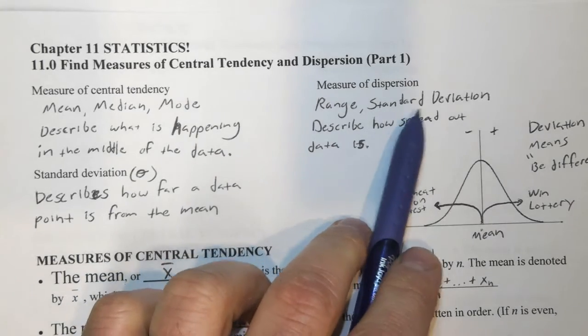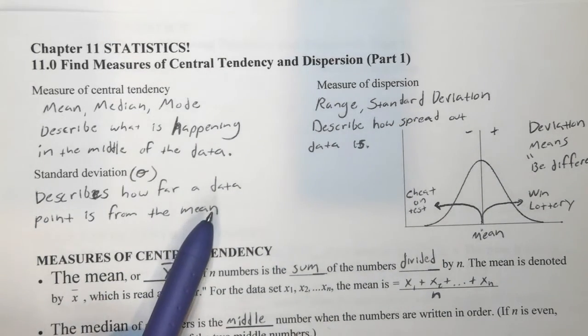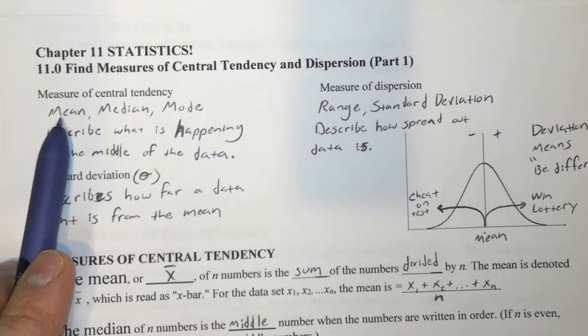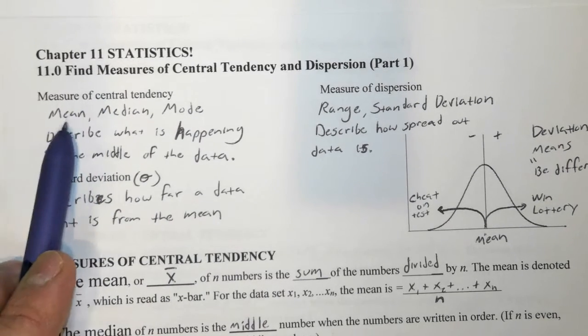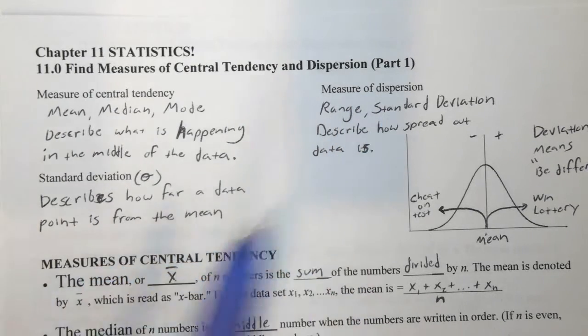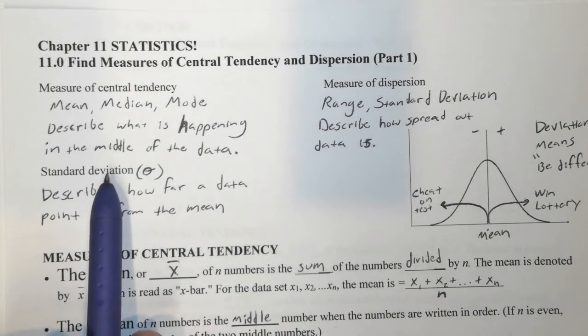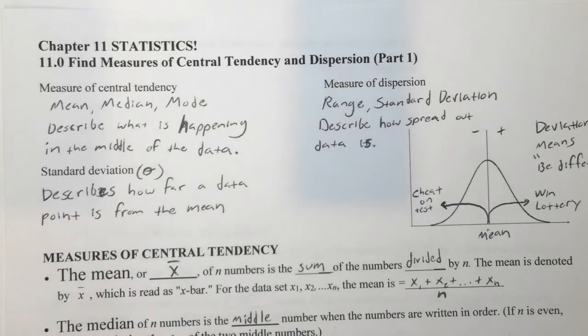Let's talk a little bit more about standard deviation. Standard deviation describes how far the data is from the mean. The mean is usually the most popular measure of central tendency, the one that people are most interested in, and the standard deviation is directly related to that mean. Let me talk to you a little bit more about this term. Deviation in particular is a fancy word that gets used sometimes, and it's not just a math term. So let's talk about it.